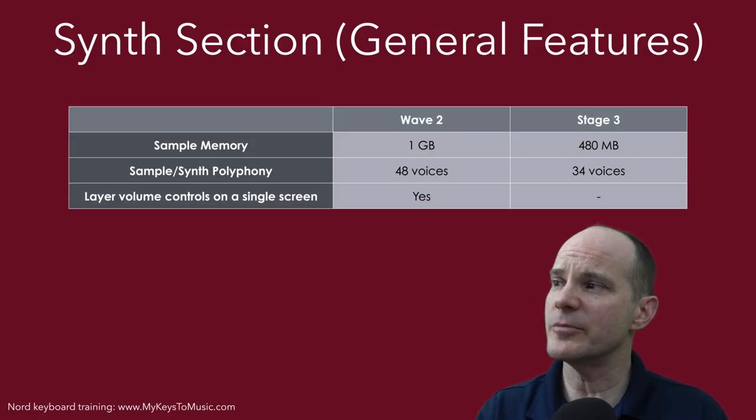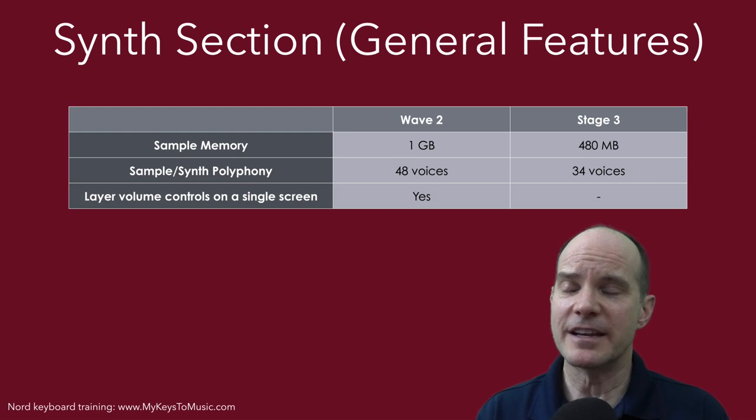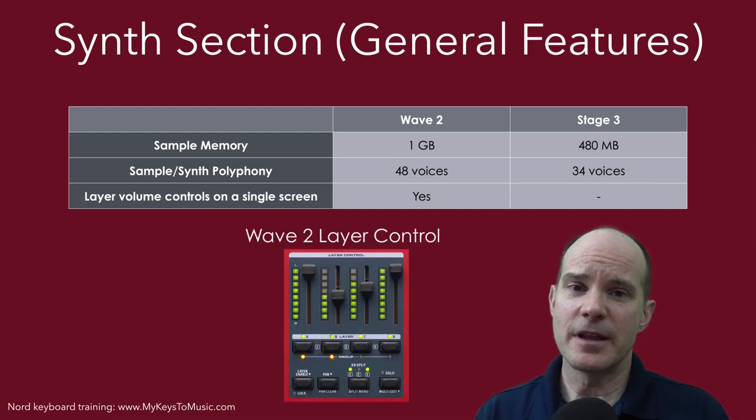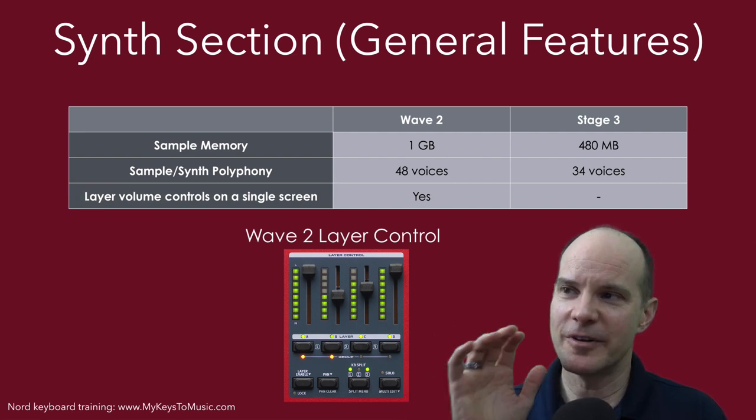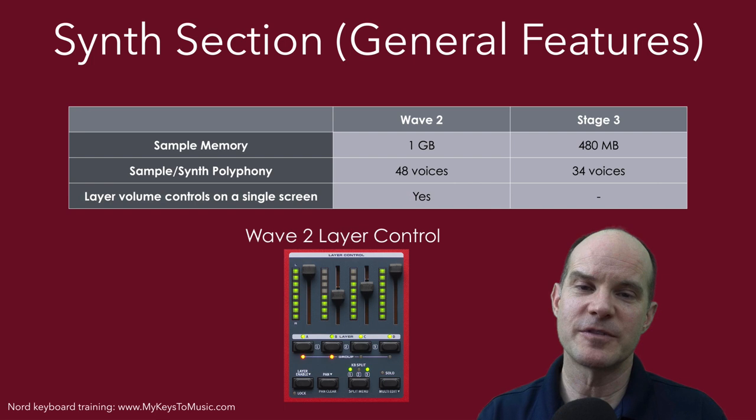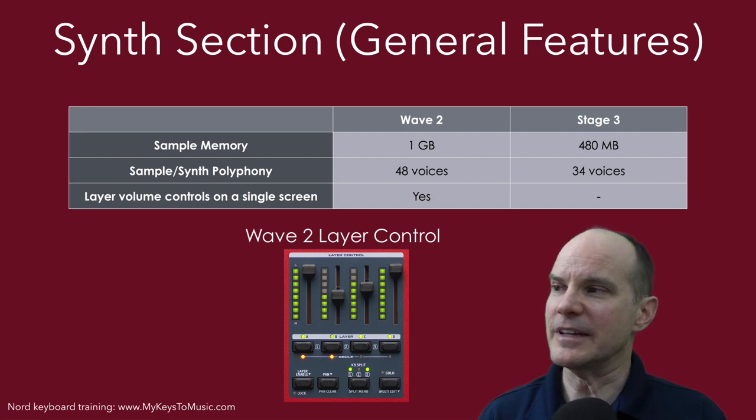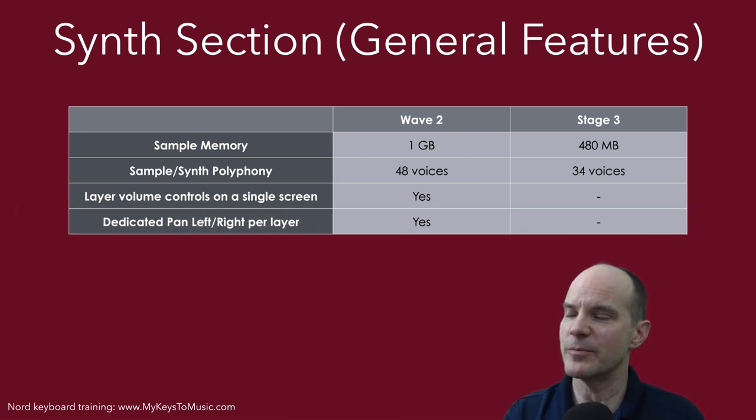Now we have the volume controls on a single screen. Big advantage with the Wave 2 is that you can adjust all volume levels with those sliders, very visible, very easy to get to. With the Stage 3, you have to go to panel A and B and keep flipping back and forth and adjusting the synth engine volume separately. So it's a little extra work there, but I think that's a notable difference that some people would want to consider.